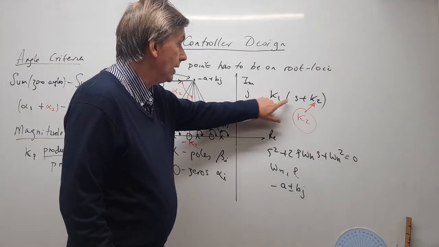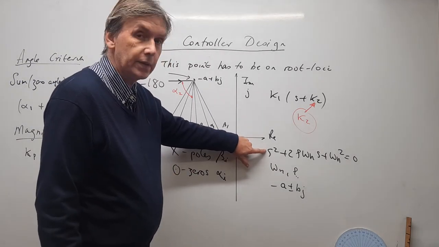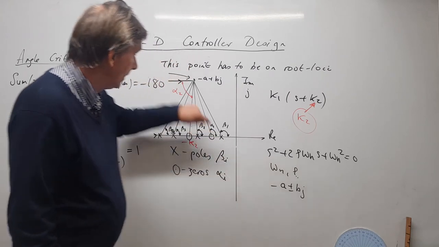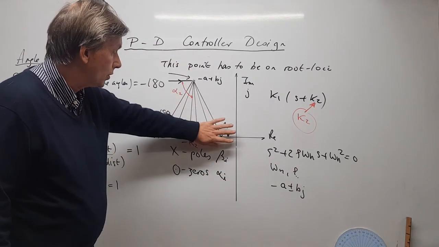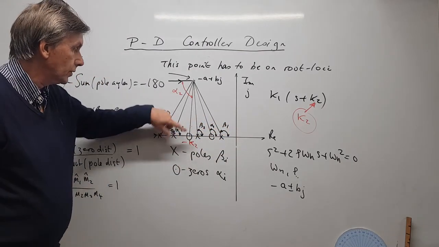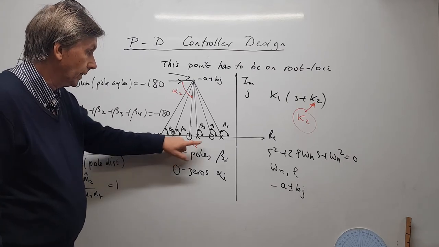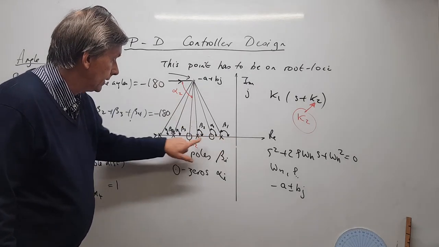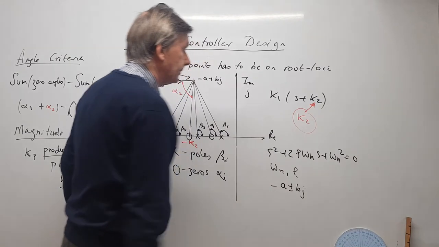We're going to design a K1 plus S plus K2. We're going to choose our second order system response we'd like in terms of damping ratio and natural frequency. Get that point plotted in the Argand diagram. Then draw our poles and zeros, apply the angle criteria and solve it for alpha 2. Then we get K2. This angle, alpha 2, gives us the angle, that distance gives us the K2, and then we've got the number that goes in there.